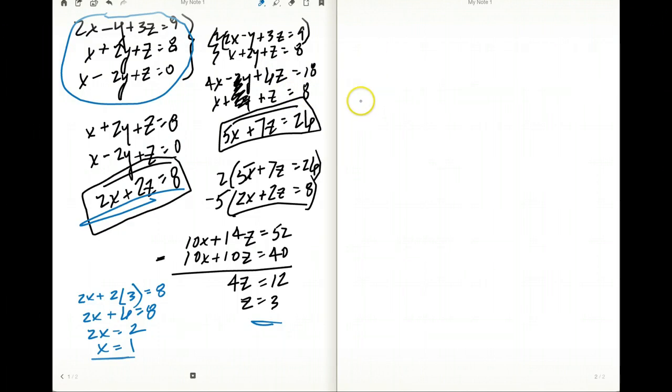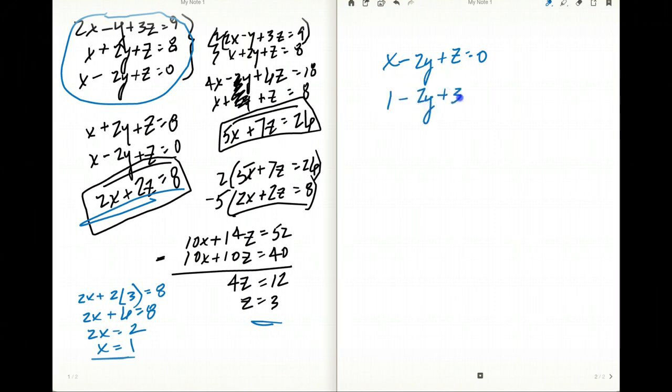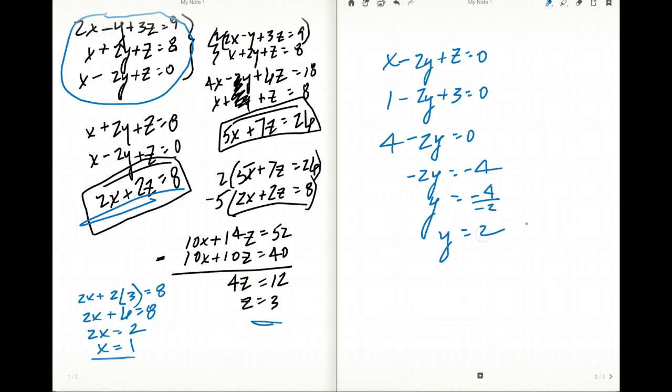So I'm going to take the bottom one this time, because that's just got an x by itself and a z by itself, so it makes things a little bit easier. So instead of an x, I'm going to put 1 and 2y, and instead of a z, I'm going to put 3. So 1 plus 3 is 4, minus 2y equals 0, negative 2y equals negative 4. Divide by negative 2, and y equals positive 2. Okay, so that's all there is to that.